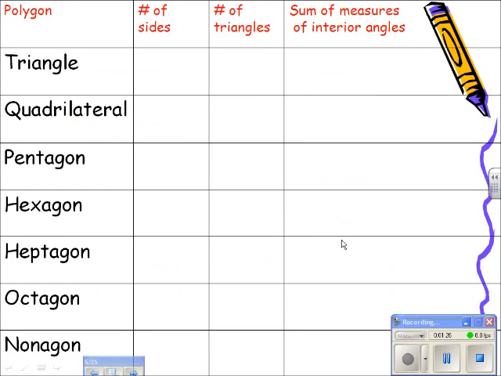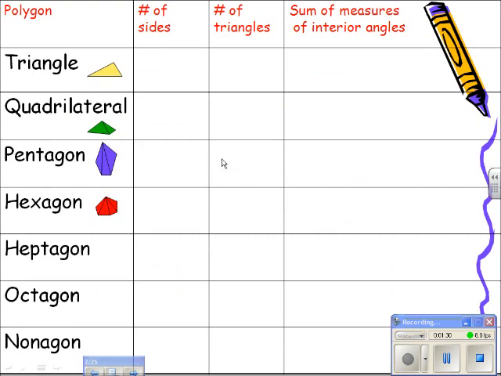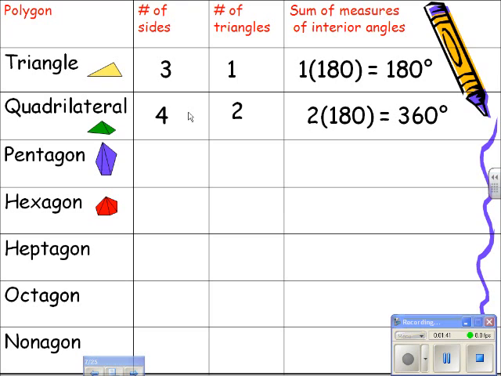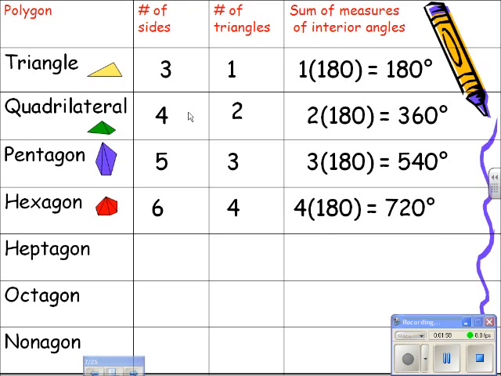So let's make a chart of information. A triangle has 3 sides, and that's just one triangle, and we already know the 3 angles of a triangle add up to 180 degrees. A quadrilateral has 4 sides, 2 triangles, and 2 times 180 is 360. A pentagon has 5 sides and 3 triangles, so 3 times 180 means all the angles add up to 540 degrees. A hexagon has 6 sides, which makes 4 triangles, so its angles add up to 720 degrees. If you keep going, a heptagon would have 5 triangles, so the angles would add up to 900.